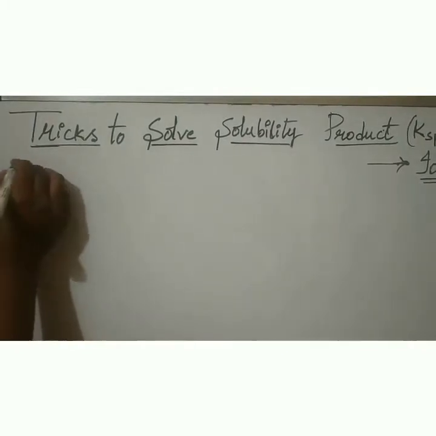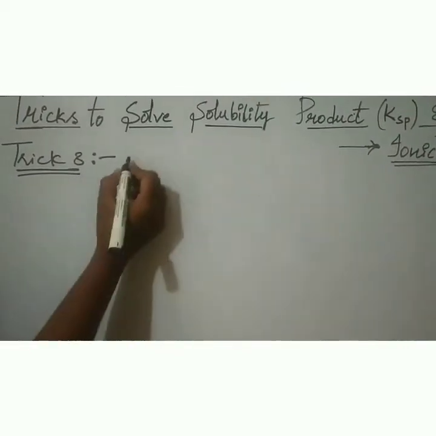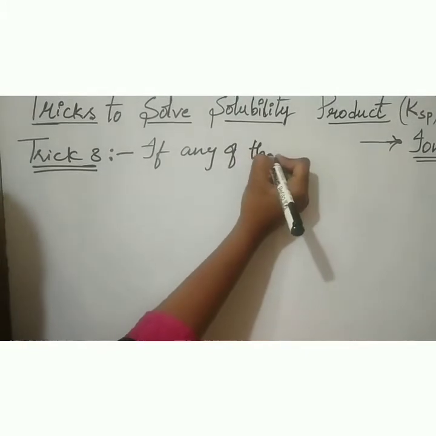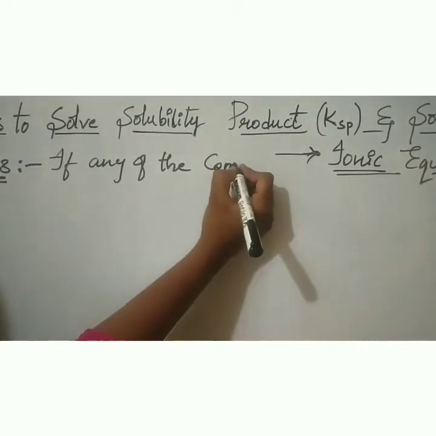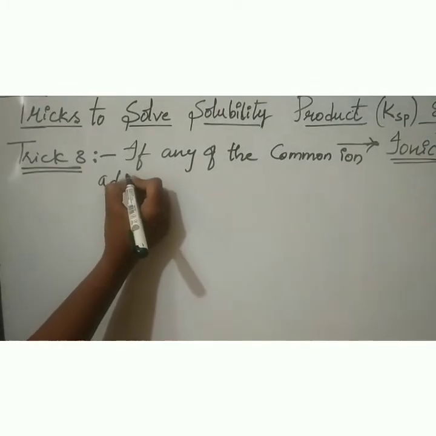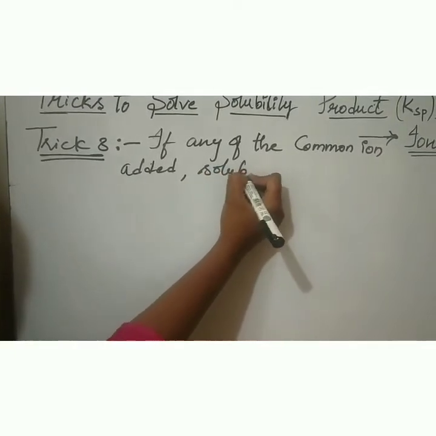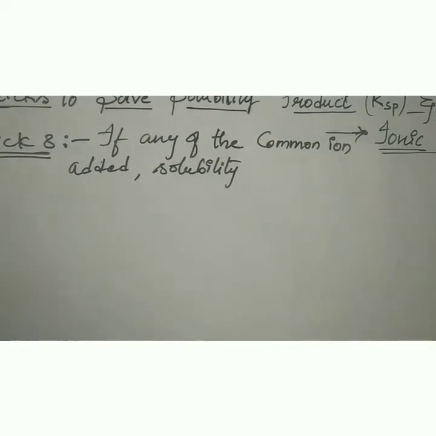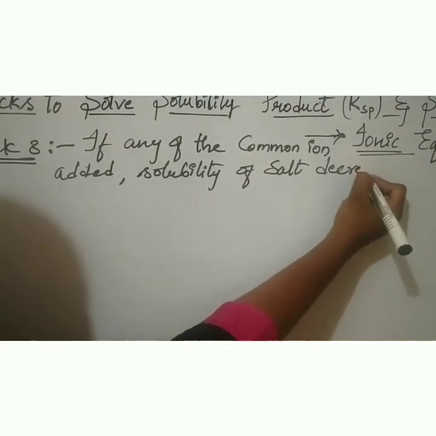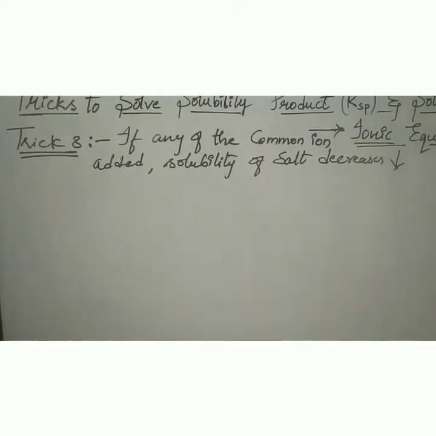Moving to the last one, trick 3. Trick 3 is, if any common ion is added, the solubility of the salt decreases. That is, it decreases.